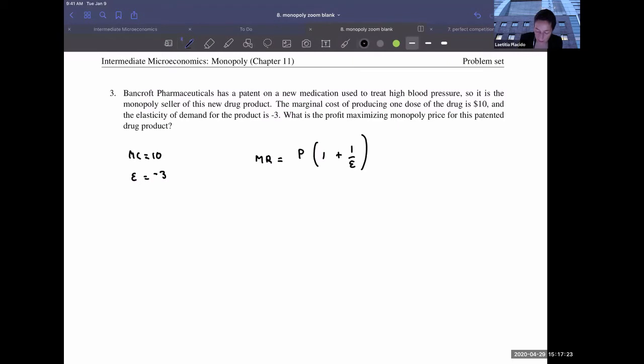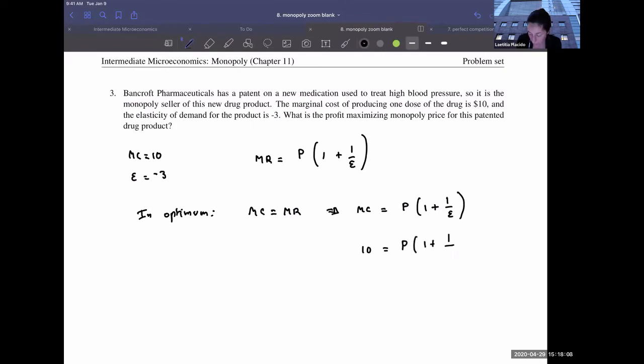We know that at the optimum, for a monopolist, marginal cost equals marginal revenue. So you're going to substitute marginal cost in this formula: marginal cost is going to be P(1 + 1 over epsilon). What we are looking for here is the value of P. We are given the marginal cost, which is 10, and the elasticity of demand, which is -3. So we have 10 equals P(1 + 1 over -3).